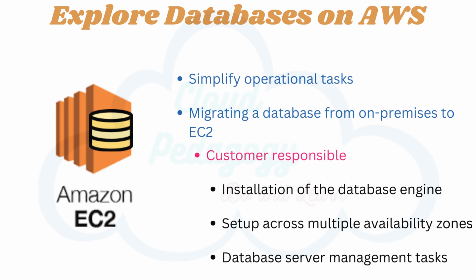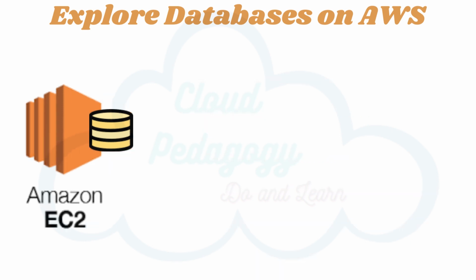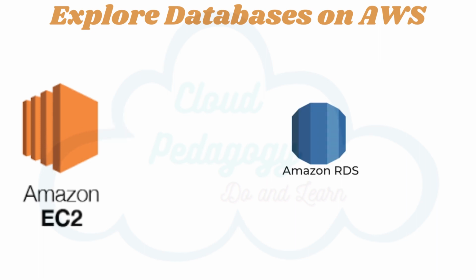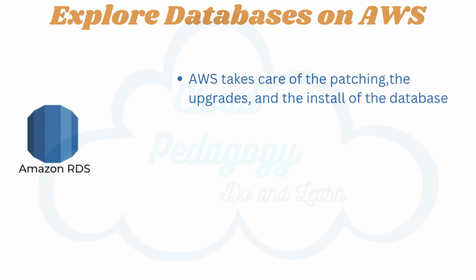So EC2 makes it easier, but there is a way to lift even more of the operational burden of running relational databases on AWS. What if, instead of managing a database on EC2, you can use one of the managed AWS database offerings like Amazon RDS? The big difference between these two options is, instead of taking care of the instances, the patching, the upgrades, and the install of the database, AWS takes care of all that undifferentiated heavy lifting for you.